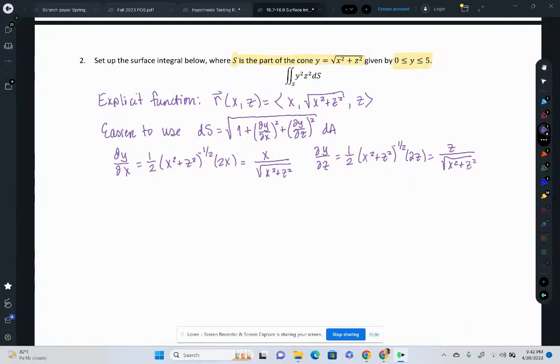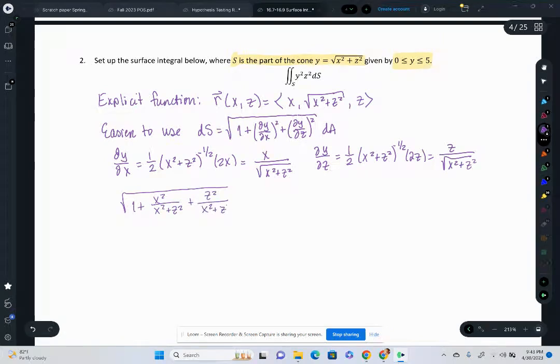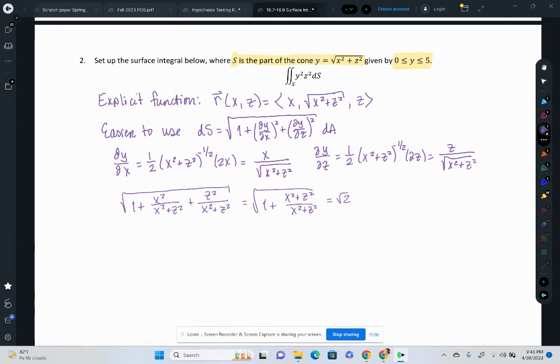All right, so now I'm going to square both of those and add them to a 1 under the square root. So we have the square root of 1 plus x squared over x squared plus z squared plus z squared over x squared plus z squared. If I add those two fractions, since they have a common denominator, I get the square root of 1 plus x squared plus z squared over x squared plus z squared. This is just the square root of 2, because x squared plus z squared over x squared plus z squared is 1. Add that to a 1, and we just get the square root of 2.